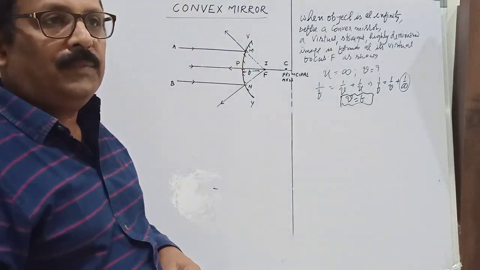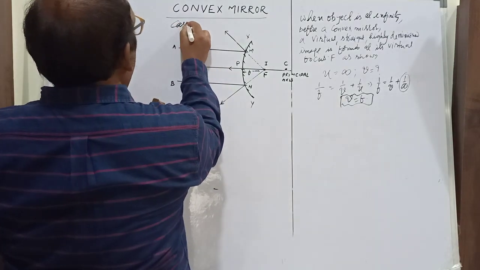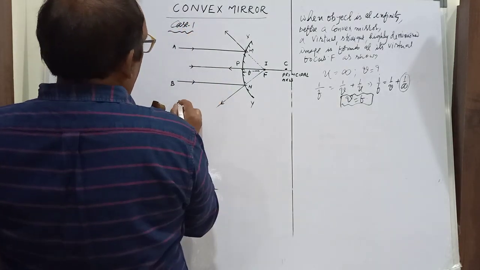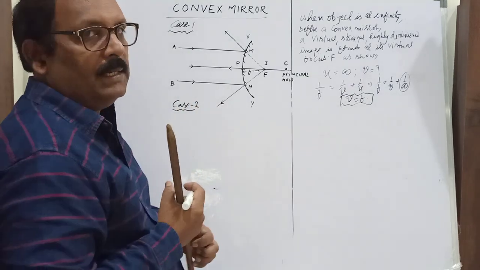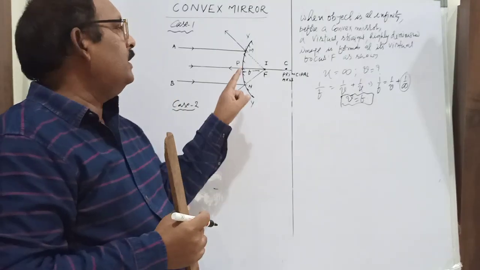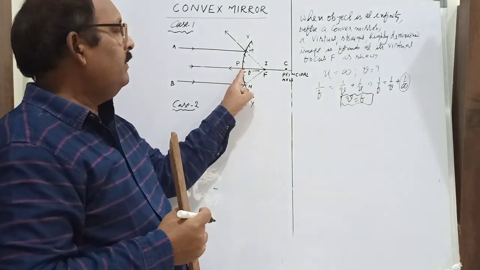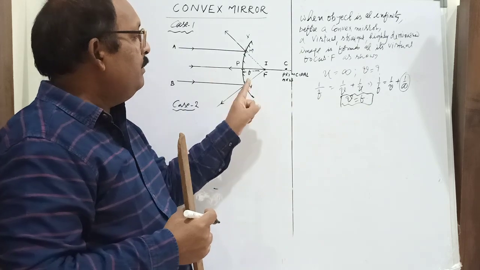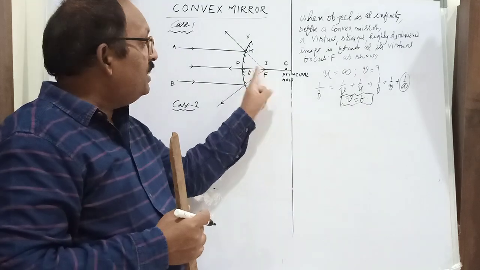Next case. Case number 2. This is case 1. Case 2. In the second case, wherever we place the object between the mirror and infinity, the image must form within the focus. Please remember, within the focus.